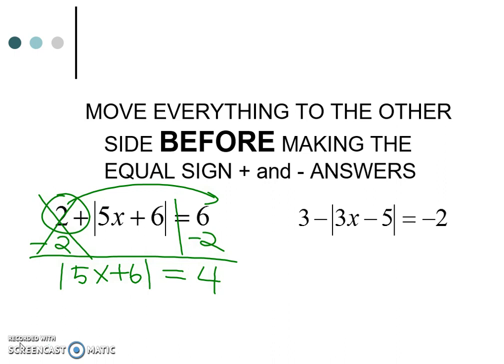So there are two setups for this. First setup is 5x plus 6 equals 4. Second setup will be 5x plus 6 equals negative 4. Go ahead and pause the video and solve for x.